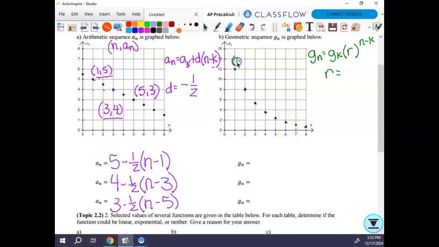This one is at 1, 12. And this one is at 2, 8. So to find my common ratio, I'm going to put 8 over 12. And that reduces to 2/3. Okay, so r is 2/3. And then I need 3 points here.